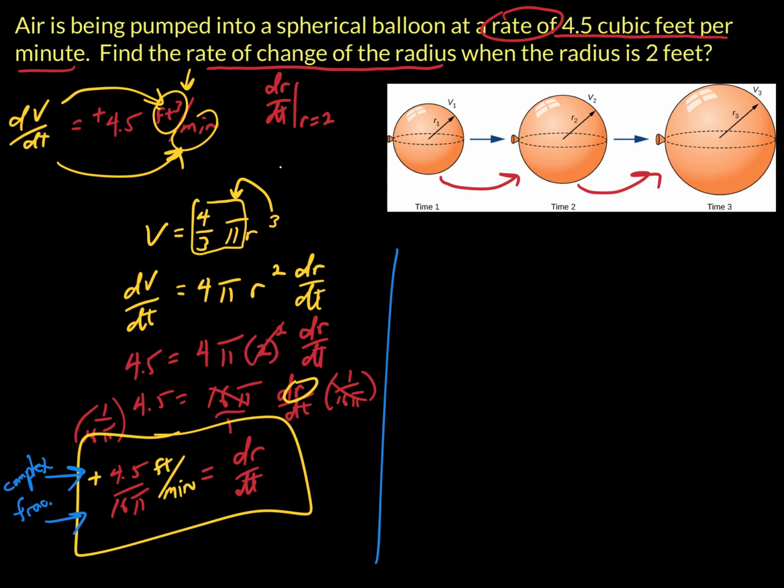Why is that a complex fraction? Well, what is 4.5, right? 4.5. Well, that's 9 halves, right? So this is really 9 halves over 16 pi.